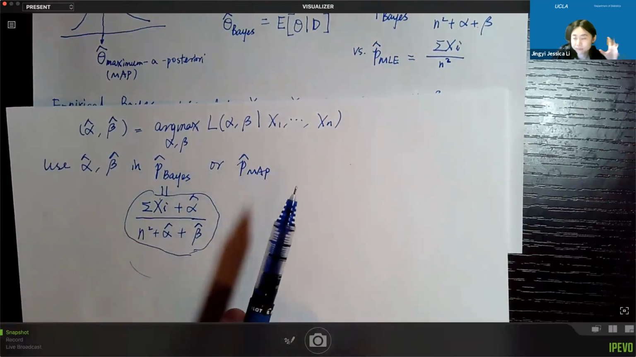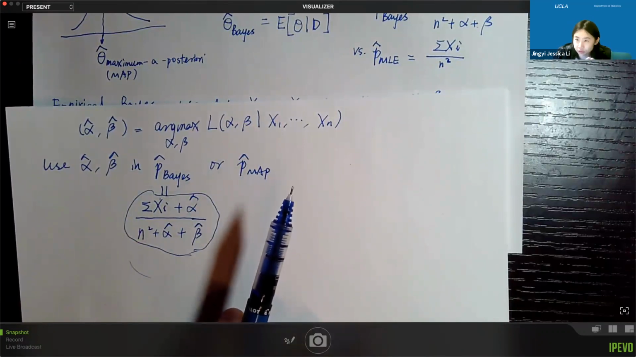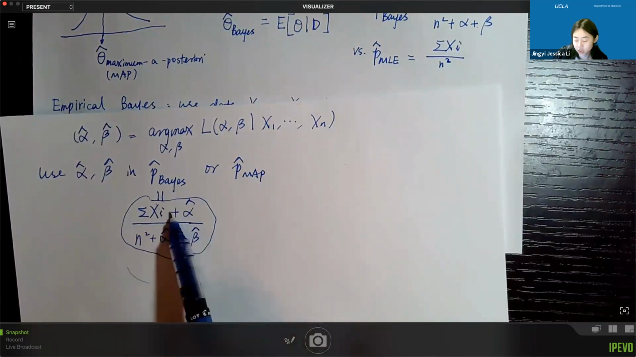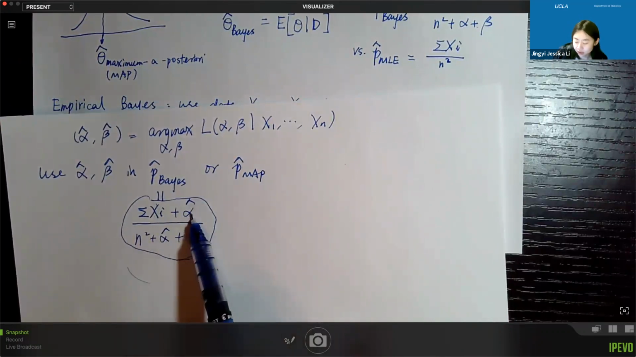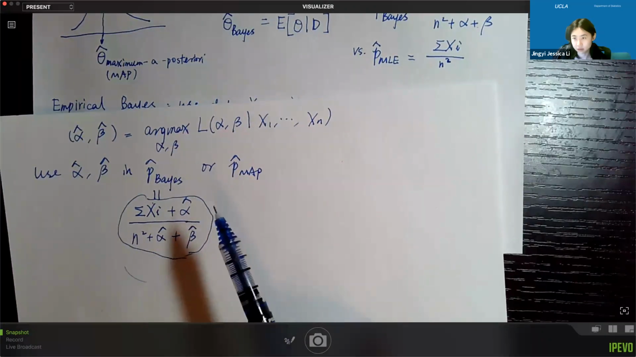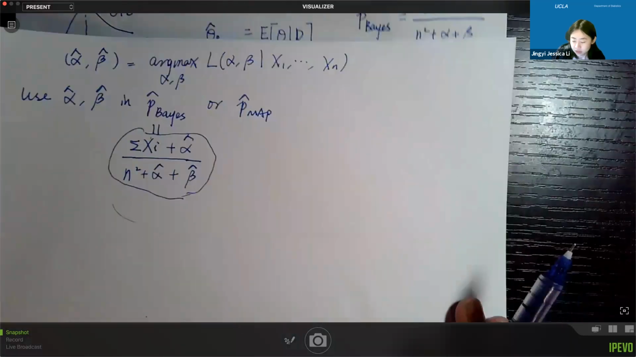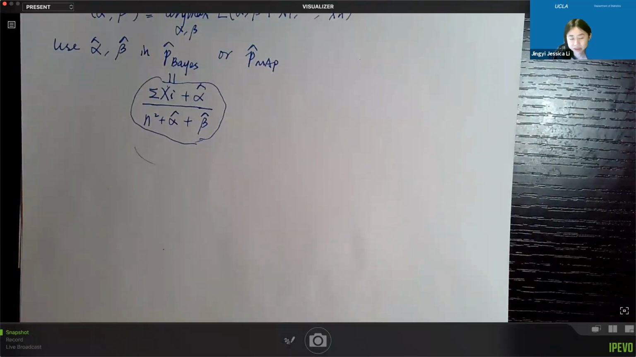So by putting in the additional assumption that the prior is of the beta family, but I don't know the beta parameters alpha and beta, I use my data again to get the values I think are likely for the beta parameters. Then I use my estimates to construct this new estimator. But still, X is my data, and alpha hat and beta hat are both from my data. So this is the idea of empirical Bayes and the Bayesian framework to get a Bayes estimator.